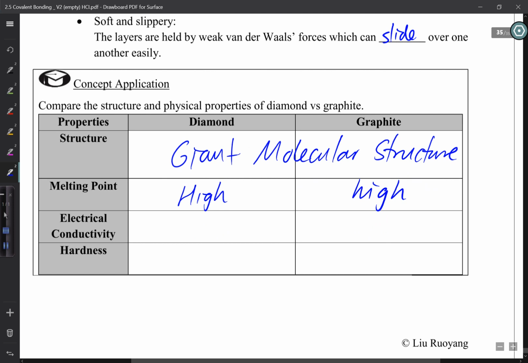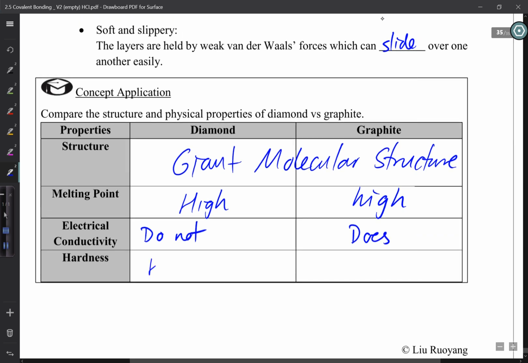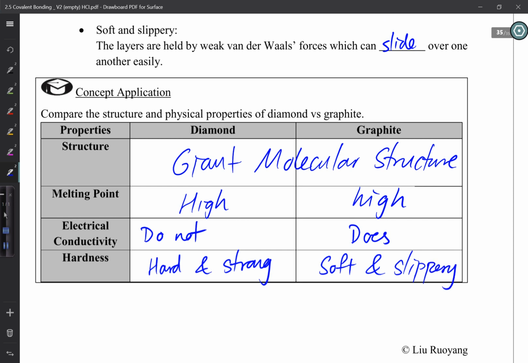Electrical conductivity: diamond does not conduct electricity or heat, whereas graphite does conduct electricity and heat. Hardness wise, diamond is hard and strong, whereas graphite is soft and slippery. There's a similarity between them as well as differences.